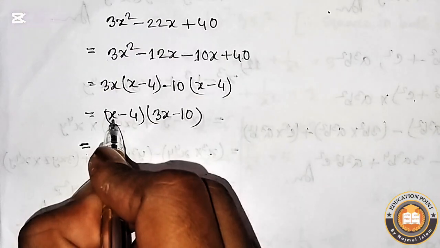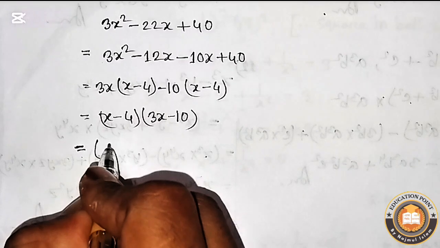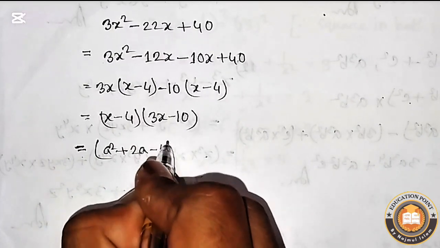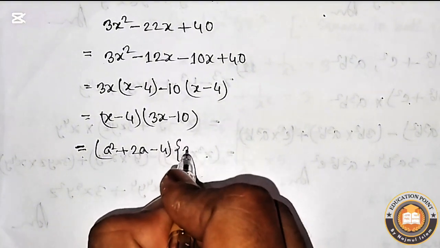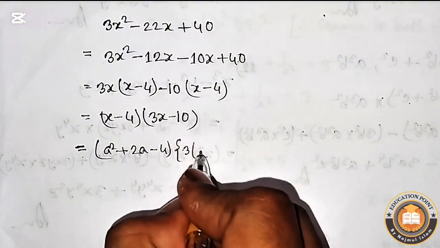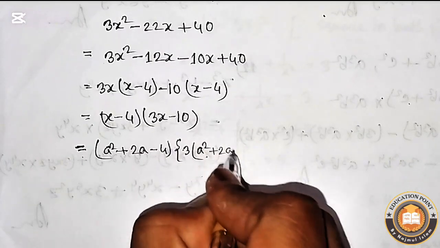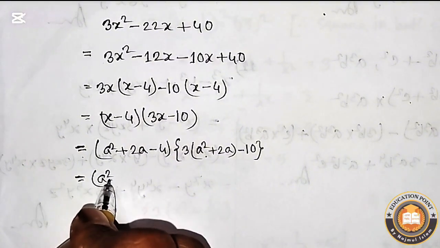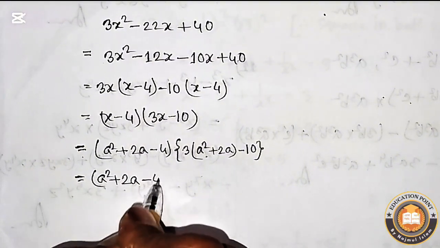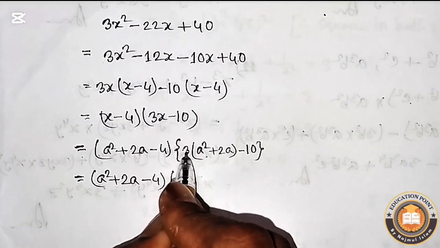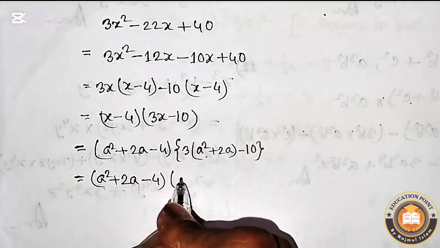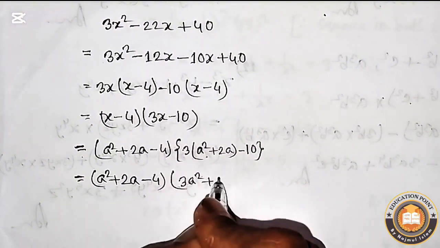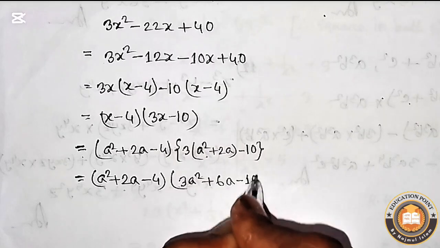Now we will put the value of x. The value of x is a square plus 2a. Then x minus 4, and 3 times the value of x, a square plus 2a, minus 10. So we can write a square plus 2a minus 4 into 3 multiplied with a square plus 2a, so we can write 3a square plus 6a minus 10.